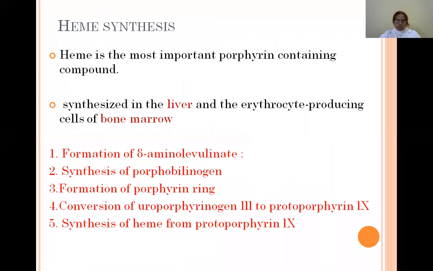Now see the heme synthesis. Heme synthesis takes place in the liver and bone marrow. Heme is the most important porphyrin-containing compound. Now see the steps of the heme synthesis.